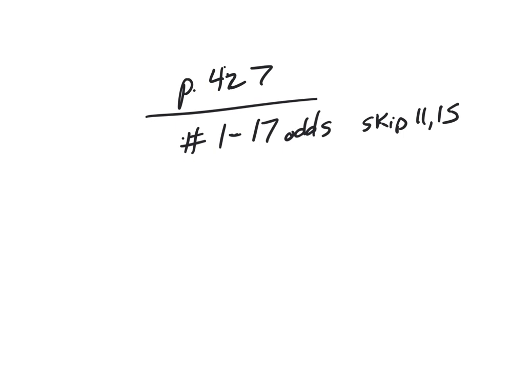I stayed away from number 11 because number 11 had fractions in it. And I stayed away from number 15 because 15 was 4 variables. And we're not going to do any with 4 variables in it. Just 3 variables.